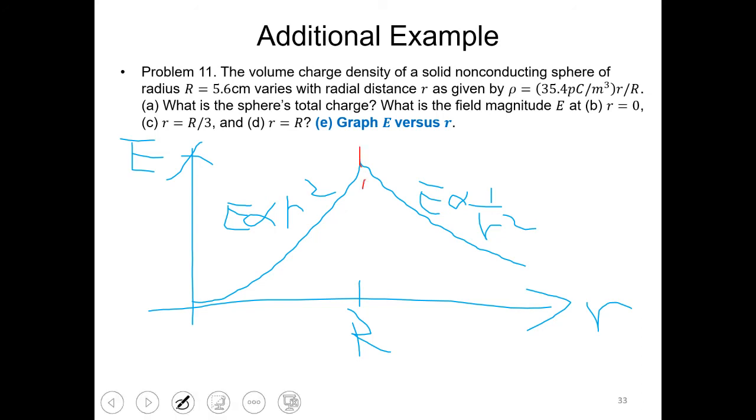Okay, something like this. And at this point it is 5.6 times 10 to minus 2 Newton per Coulomb.